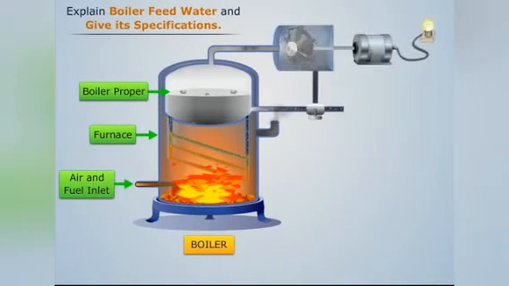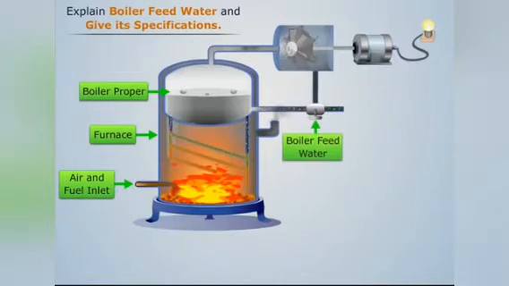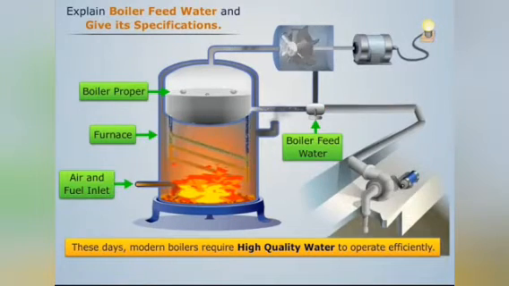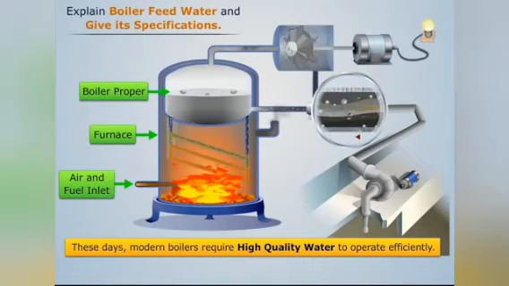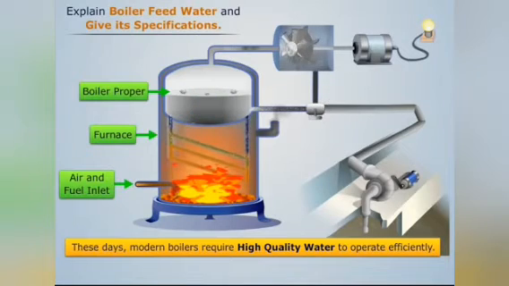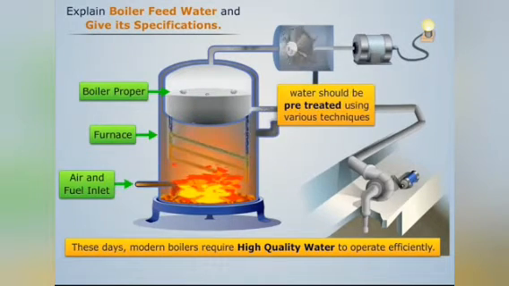This steam or hot fluid is then recirculated out of the boiler to be used in various processes in heating applications. The water which is fed into the boiler is called the boiler feed water. These days, modern boilers require high-quality water to operate efficiently. But such water can never be obtained from any of the natural sources, as it contains certain impurities. The presence of impurities in the water makes it unfit for use in the boilers. So to make the water fit for use in boilers, it should be pre-treated using various techniques.